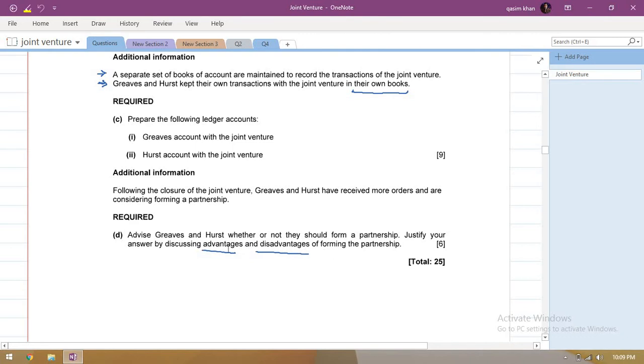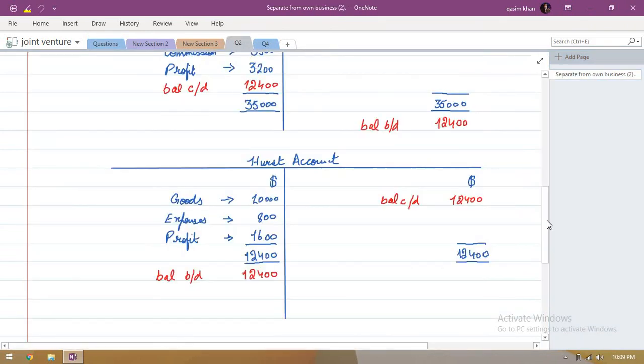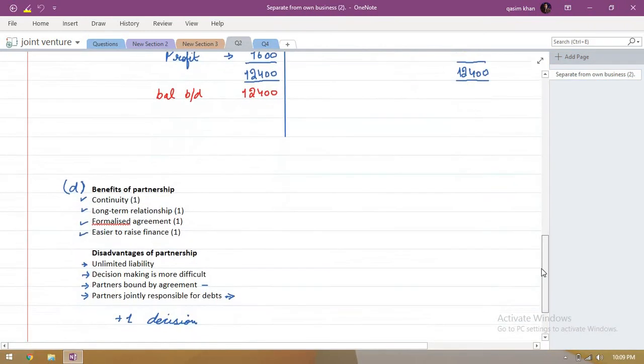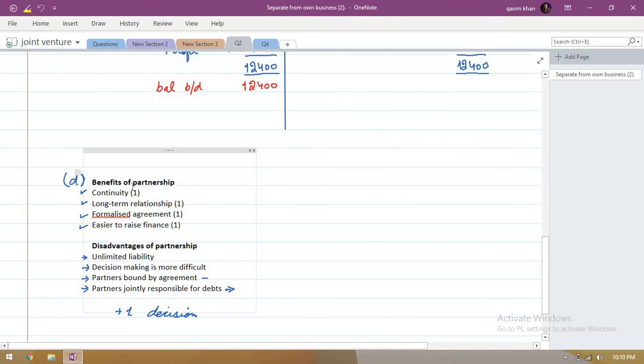You will write some general advantages and disadvantages of the partnership. Plus, you can mention in your answer that they are receiving more orders, their joint venture was profitable, and there were no disputes among the venturers, so they should enter into the partnership. Some benefits are continuity. In case of a joint venture, the business comes to an end after the completion of the venture. But in case of a partnership, this is not a problem.